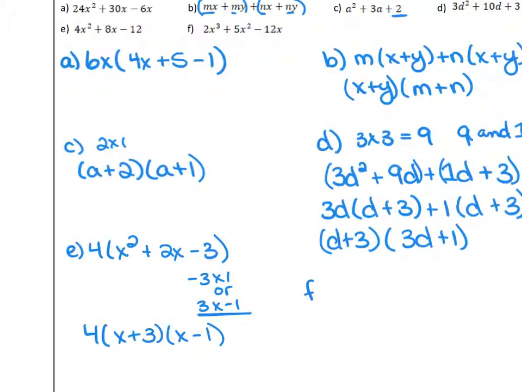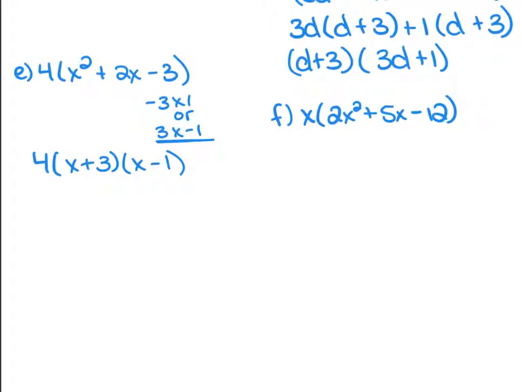And the last one, I can't divide all those terms by 2, but I can take an x out. So I'm going to pull an x out, and I'm left with 2x squared plus 5x minus 12. And then I'm going to do the same method as our last, so our decomposition method.